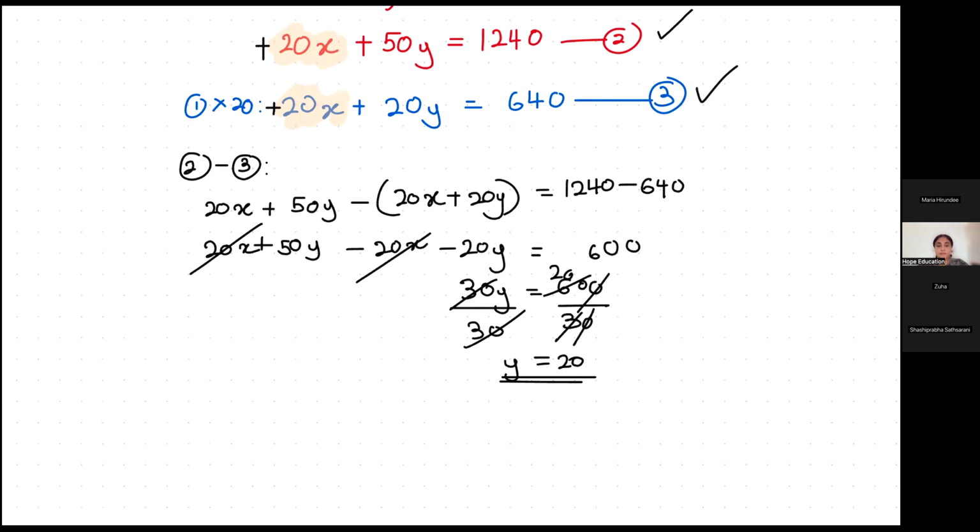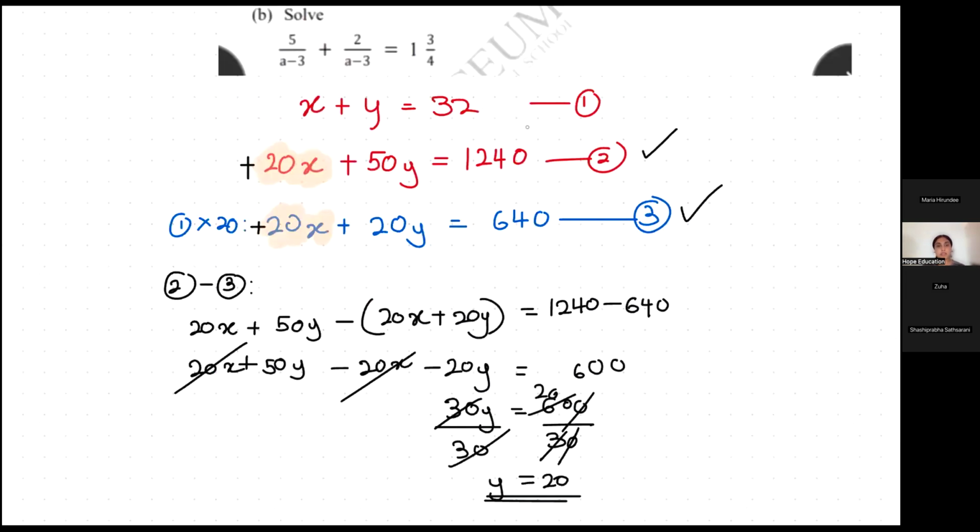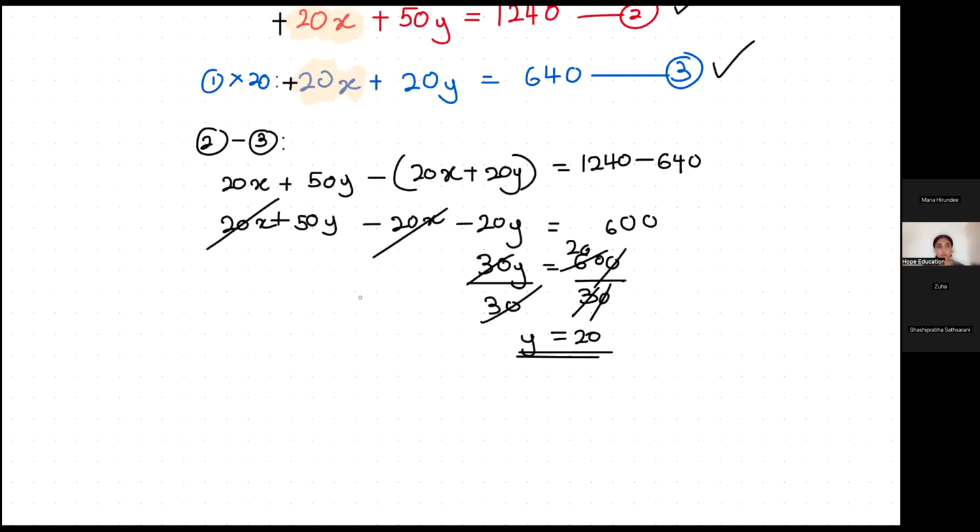Okay. Now we have to find x. So we can pick any of the three equations. I will pick the first equation, x plus y equals 32. So I have to substitute.